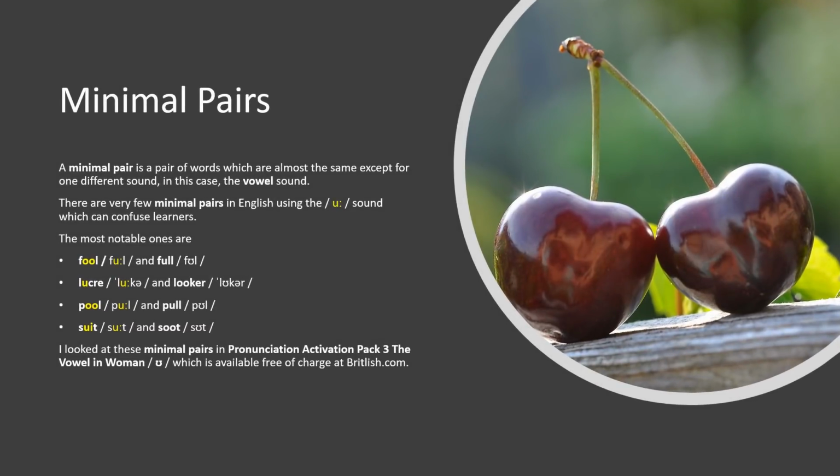Minimal pairs. A minimal pair is a pair of words which are almost the same except for one different sound, in this case the vowel sound. There are very few minimal pairs in English using the oo sound, which can confuse learners. The most notable ones are fool and full, Luca and looker, pool and pull, suit and soot.